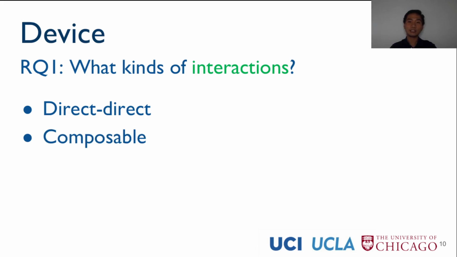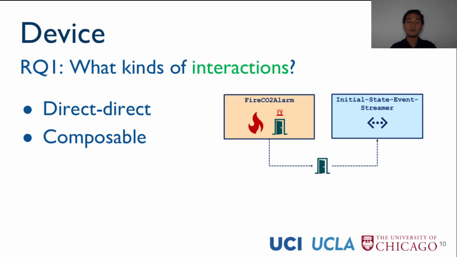Second, composable interaction. We have looked at the Fire CO2 Alarm app that conflicts with the Lock It When I Leave app. To our surprise, we discovered that there is another app called Initial State Event Streamer that monitors device status and streams this information to our website. Although the developers did not coordinate with one another when coding these apps, the Fire CO2 Alarm and the Initial State Event Streamer apps are intended to interact and work together, and therefore they're composable.